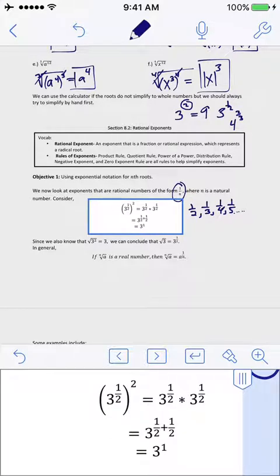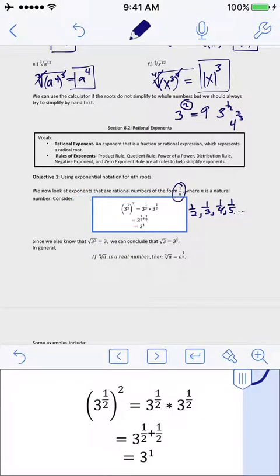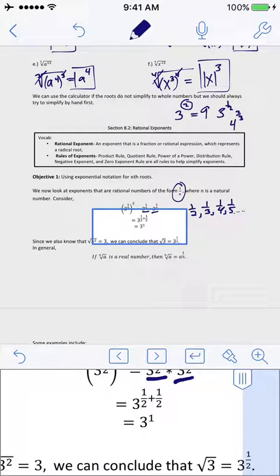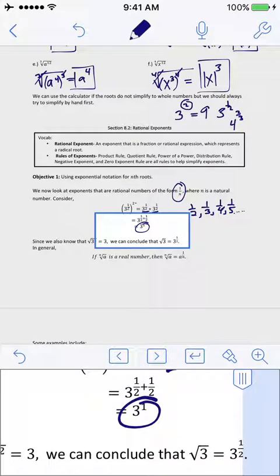Let's say I had 3 to the 1/2, and then I squared that. Well, that would be 3 to the 1/2 times itself. Remember, everything has to follow the same rules. Anything squared is that thing times itself. We can use our rules of exponents: if I have the same base, I add the exponents. Adding the exponents, I get 3 to the 1/2 plus 1/2, which is equal to 1.